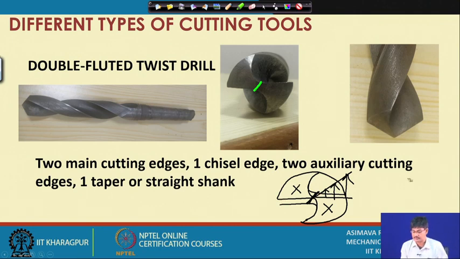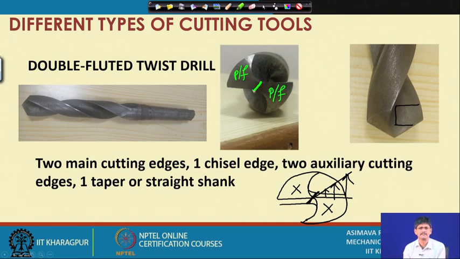What is this surface? Let me draw a fresh figure. What is this surface, for example? This surface, by simulation, is the principal flank. So this is one principal flank, and this is also a principal flank. These principal flanks meet together to form an edge.